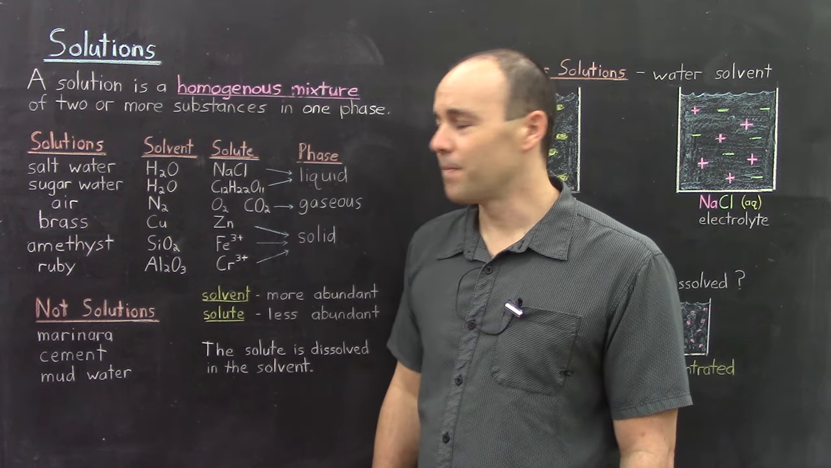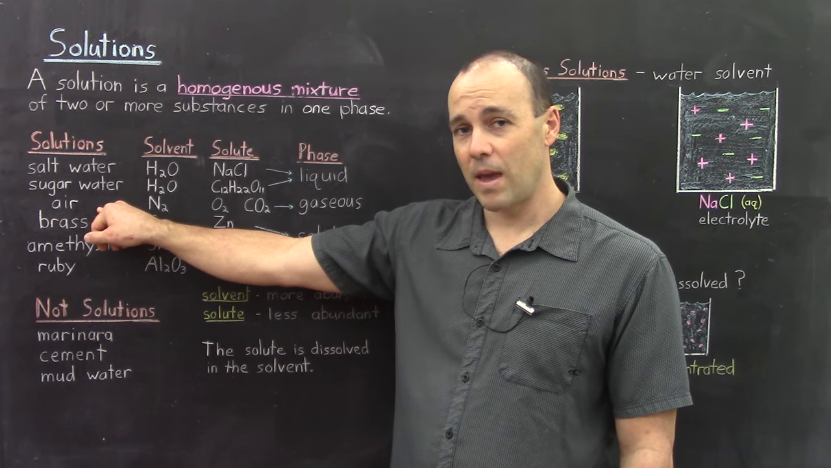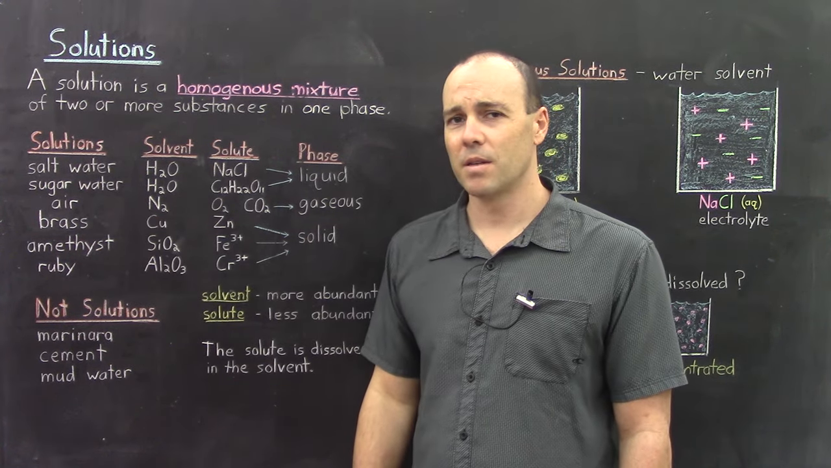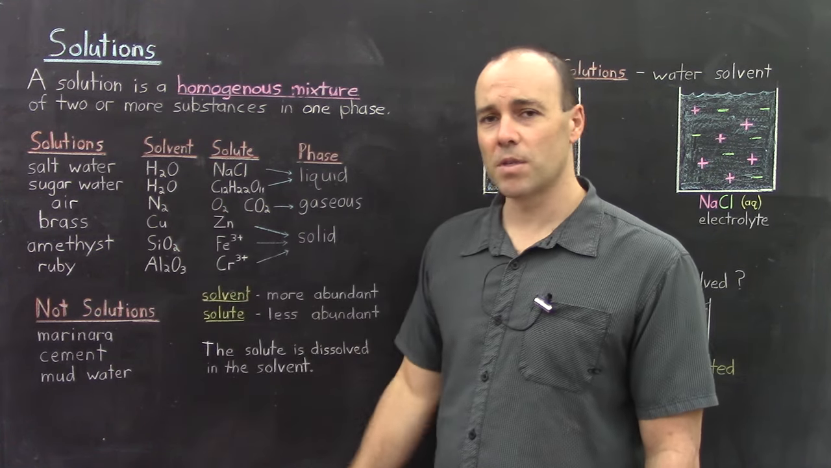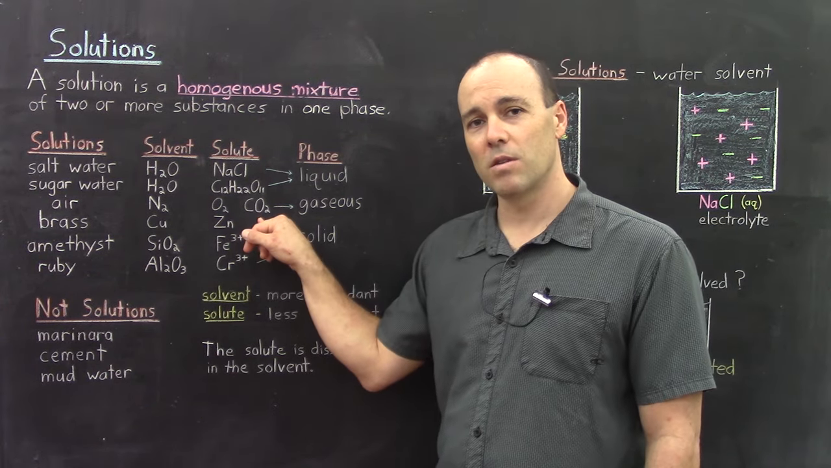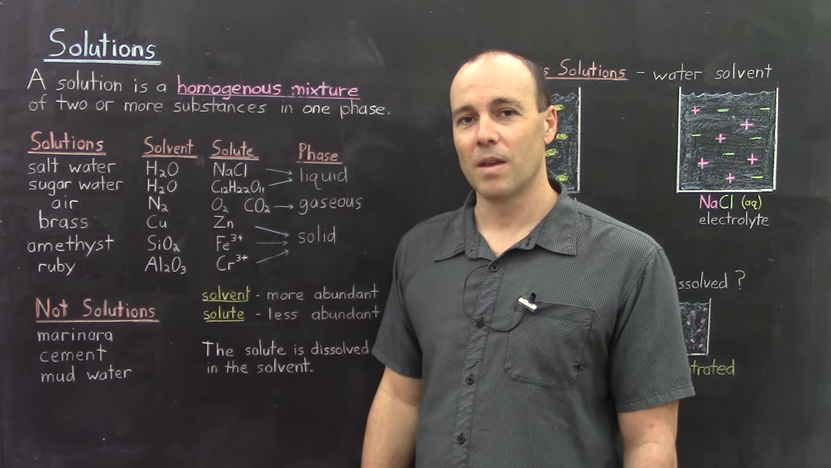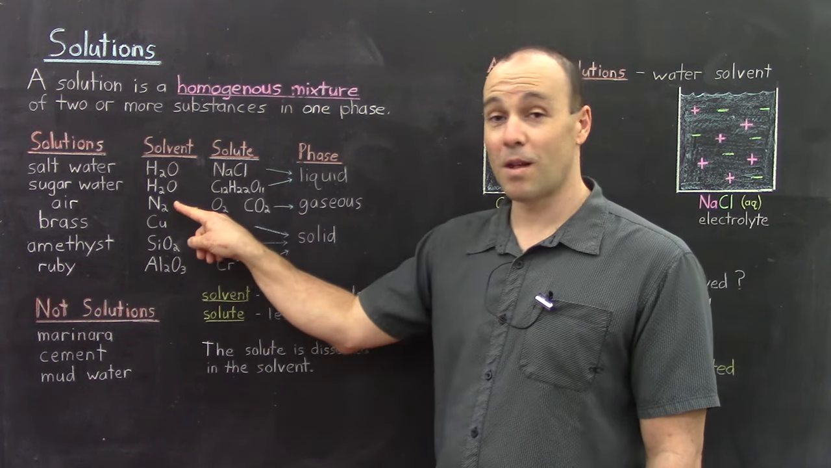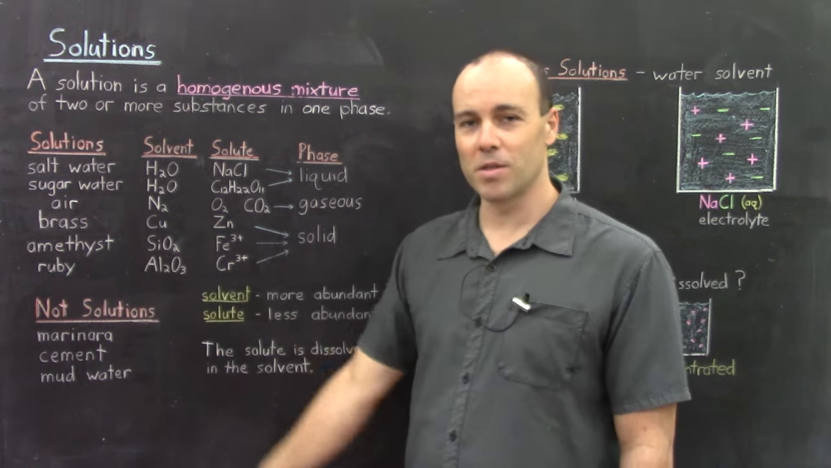An example of a gaseous solution is air. Now, air is mostly nitrogen. In fact, about 80% of air by mass is nitrogen, so it's considered the solvent. The rest, the 20% of air, is mostly oxygen, but perhaps a fraction of a percent is carbon dioxide and maybe a couple of other trace components as well. So it's definitely possible to have more than one solute dissolved in the solvent, like in air.